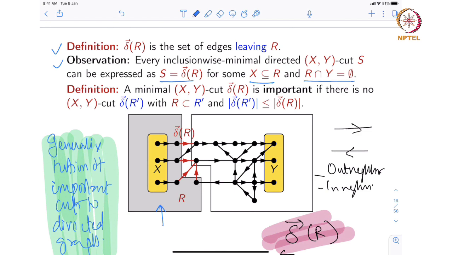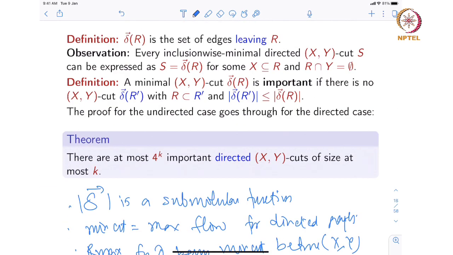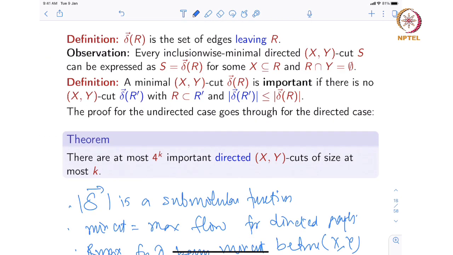So you ask yourself, is this R that we have drawn an important cut? Well, no, because you can come up with an R prime that properly contains the set R and has at most as many edges leaving R prime as R. In R we had 1, 2, 3, 4 red edges, but in R prime we have 3 blue edges. So R is not an important cut. But what about R prime? R prime is an important cut. The moment you try to extend R prime by taking any other vertex, the number of edges leaving that set will be more than 3, and hence that is not an important cut.